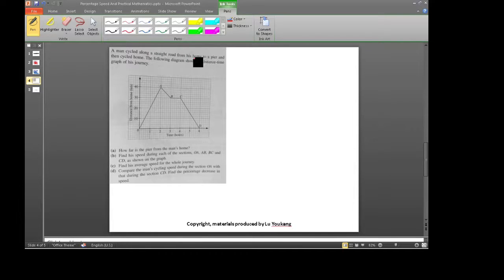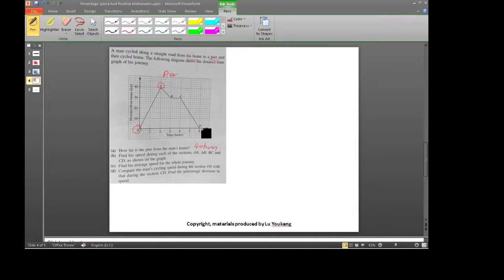Over here, we have a new question. A man cycled along a straight road from his home to a pier. The y-axis is distance from home. So you can see that first it reached point A. That is the furthest distance from home. And then he starts to come back to B, C, and D. He rests for a while at point B to C, and finally reaches home again at point D. Therefore, the furthest distance between the pier and the home is 40 kilometers.